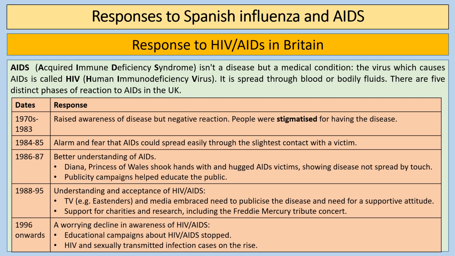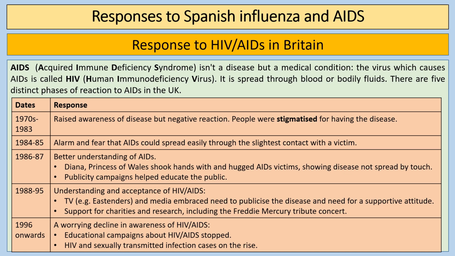In terms of the response to HIV and AIDS in Britain, there are 5 distinct phases of reaction to AIDS in the UK, and we're going to look at that in just a bit more detail in just a moment. So from the 1970s to 1983, there was raised awareness of the disease, but a negative reaction. People were stigmatized for having the disease, and people were often badly treated if they had the disease. There's lots of prejudice towards gay people as a result of the AIDS epidemic.